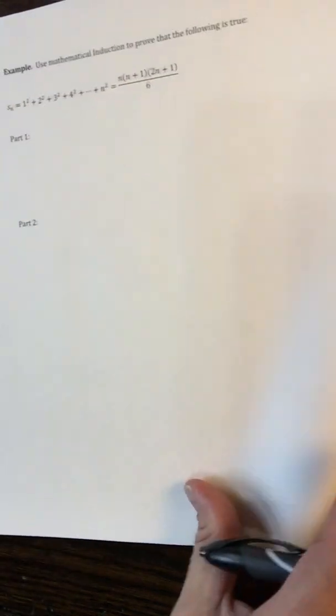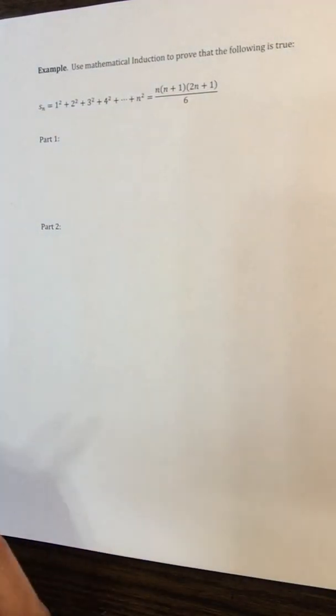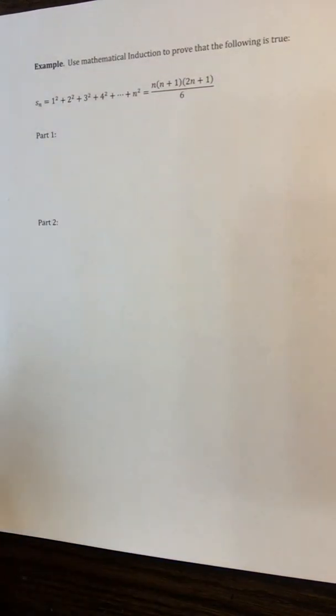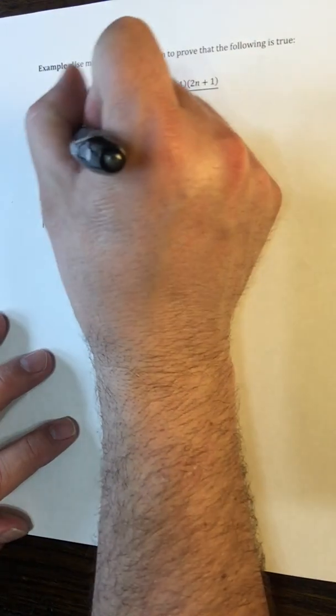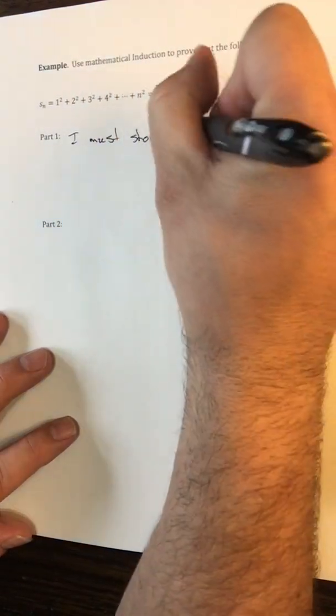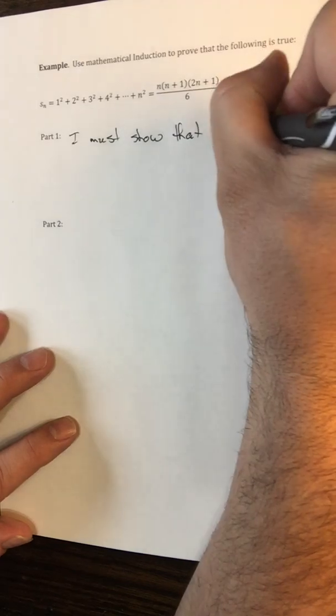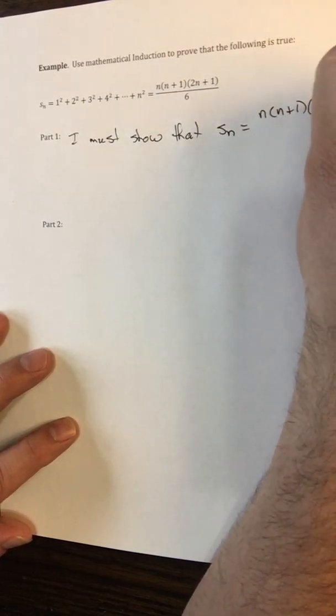Okay, so I've got one more here to do. I'm going to start out a couple of these, and I want you to try it and see where it goes. Okay, part 1, I must show that s sub n equals n times n plus 1 times 2n plus 1.